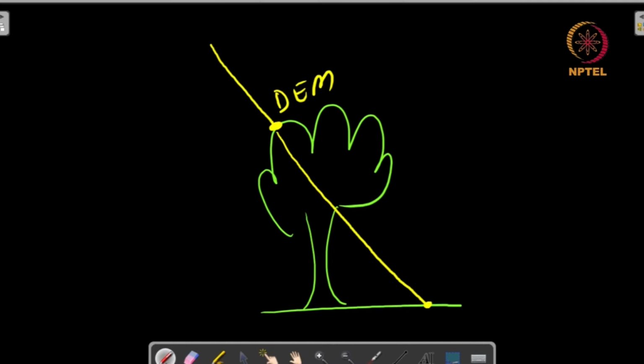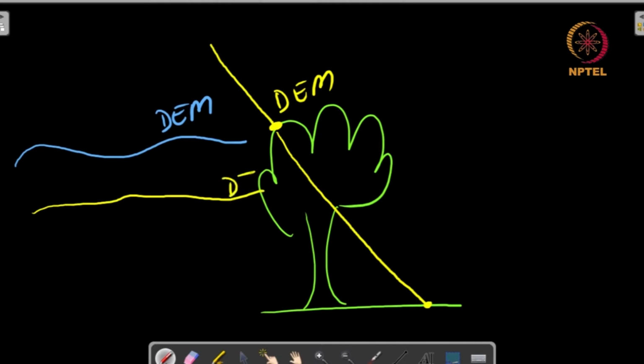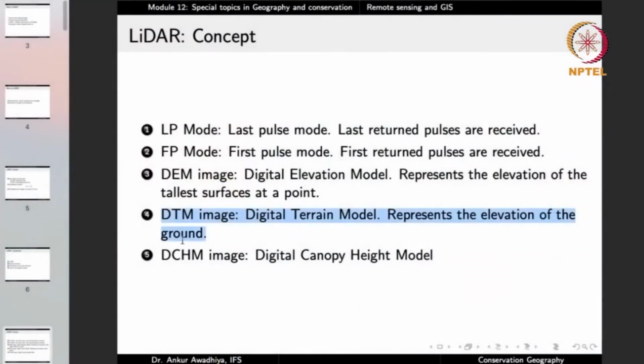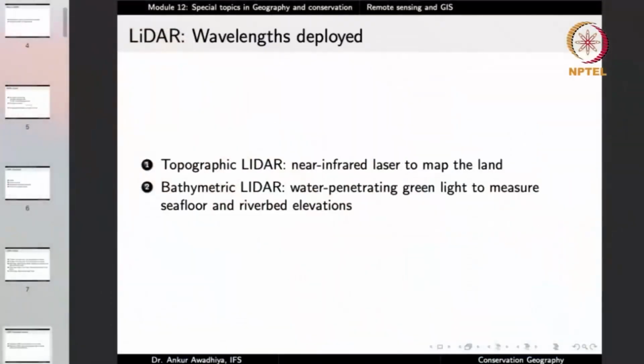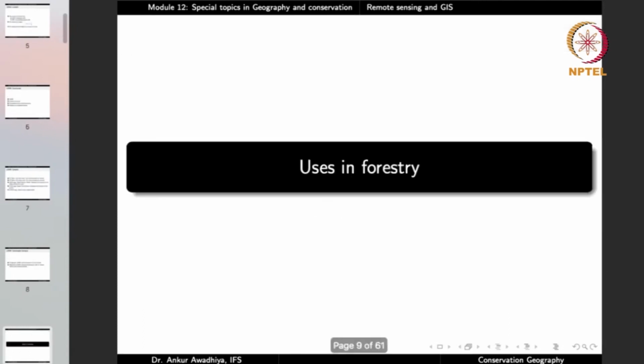Now, if you compute both of these points, you will have a surface which is your DEM surface, and you will have another surface which is your ground surface. So this is the digital terrain model surface, and the difference between both of these is the height of your trees, and this will give you the DCHM or the digital canopy height model. So if we use LiDAR, we can compute the DEM, the DTM, and the digital canopy height model of the forest area. Typically, we make use of near infrared lasers in the case of topographic LiDARs, and water penetrating green light in the case of bathymetric LiDARs to get the elevations of seafloor and riverbed elevations.